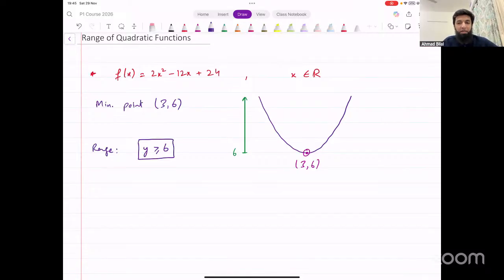We would also put an equal to sign there because 6 is also possible, right? Or it could be greater than 6. So that's the range of the function. Any questions on this? Any problems with this? Any problems, anyone? No problems? Okay, good. Let's move on and take a look at another example.